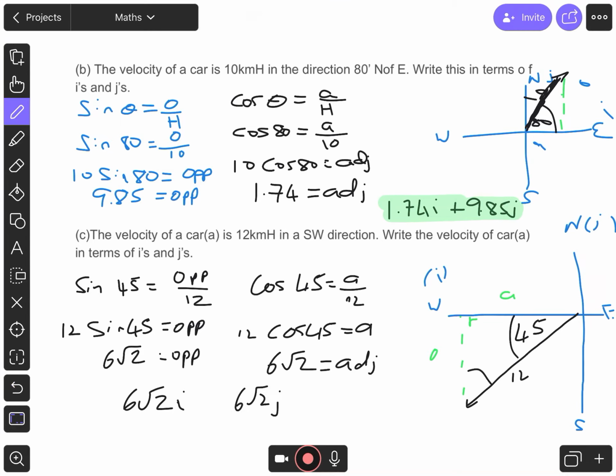Now what we have to be careful of here is my signs. So what signs are we putting where? Because it's going in a west direction, the i is going to be negative. Because it's going in a south direction, my j is also going to be negative. And that's my answer for that second part there.